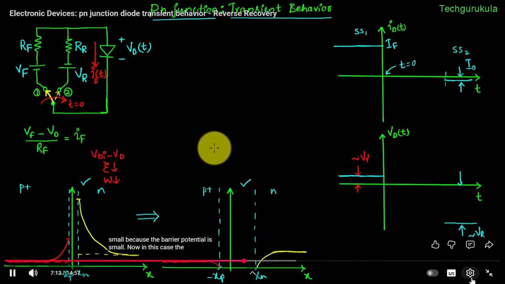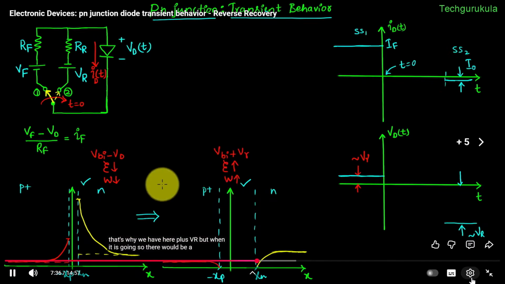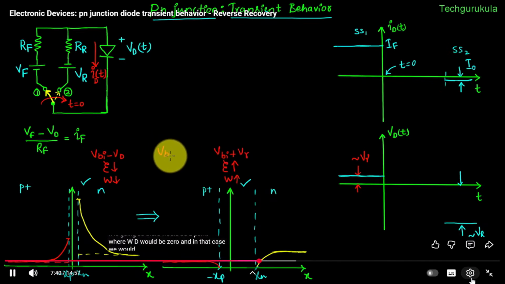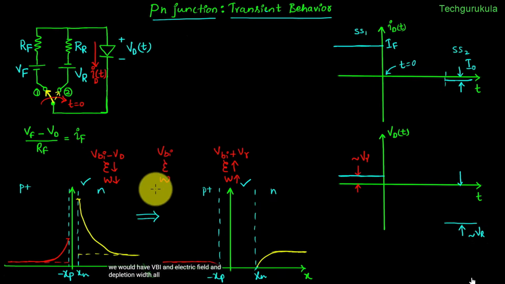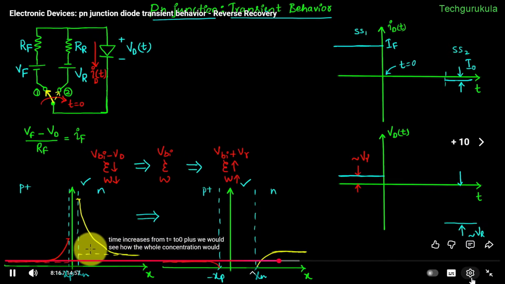Now, in this case, the barrier to the left side would be higher, and there would be a point where VD would be 0. And in that case, we would have VBI and the electric field and depletion widths all of the p-n junction under equilibrium, which means when it is making a transition from here to here, it basically goes to this state and then to this, increasing. And now we want to understand how this transition would change with respect to time.